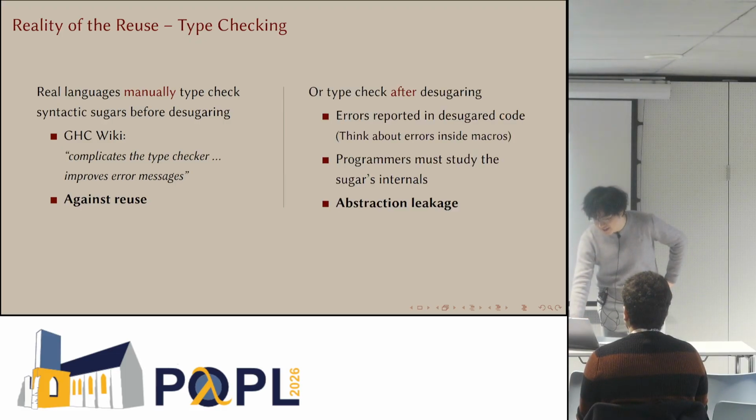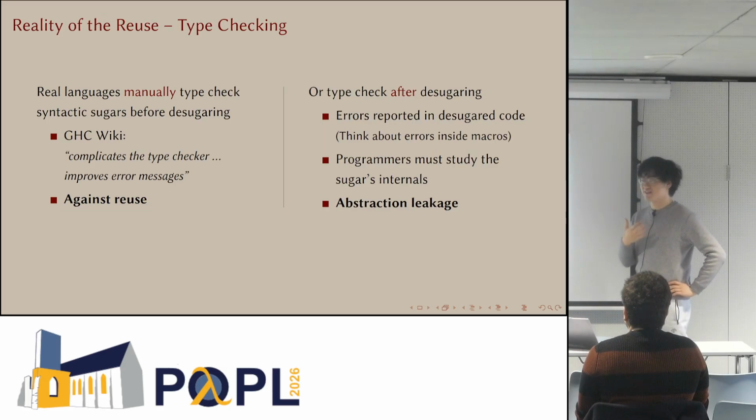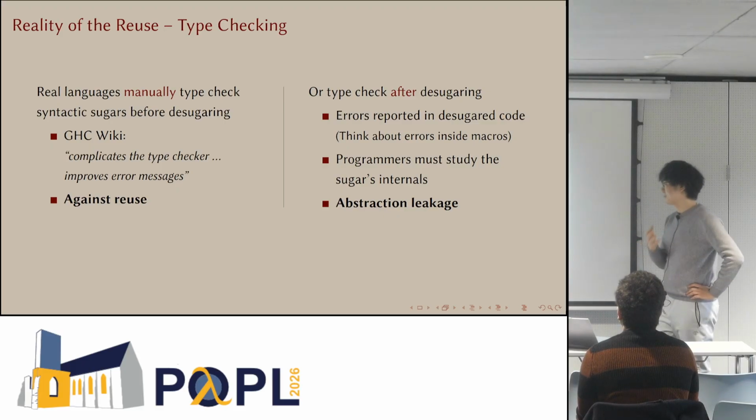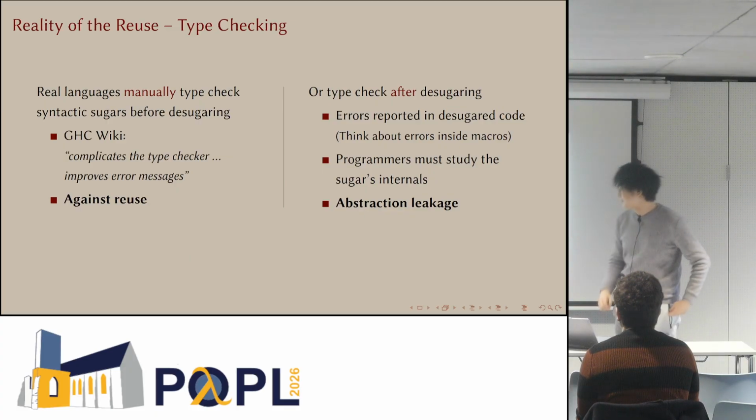So what does this mean? If we just want the reuse, we can type check after desugaring, but this is quite problematic because the errors are reported in the desugared code. Think of macros: when you used a macro last time and errors pop up in something you didn't write, you have to study the internals of the sugar. So we say this is an abstraction leakage. The abstraction boundary of the syntactic sugar as a syntactic abstraction is broken.